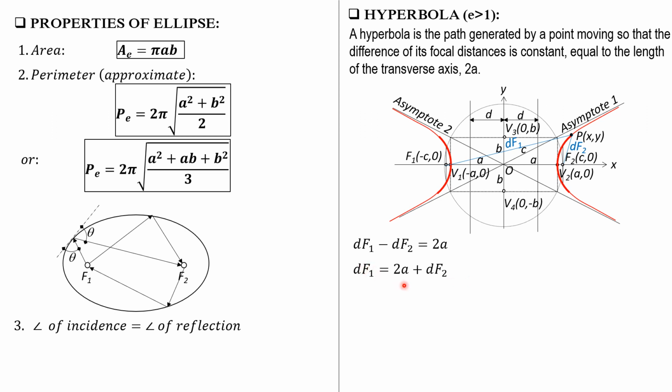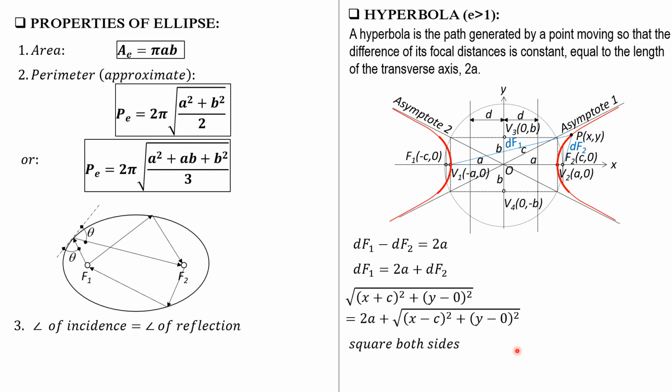So this is the starting equation: df1 minus df2 equals 2a. So df1 equals 2a plus df2. And df1 is the square root of the quantity x plus c squared plus the quantity y minus 0 squared, equals 2a plus the square root of the quantity x minus c squared plus the quantity y minus 0 squared. So square both sides, then we simplify the resulting expressions in the same manner as in the derivation of the ellipse equation, as we simplify after we square both sides. Then we will arrive at this equation here: x squared over a squared minus y squared over b squared equals 1.